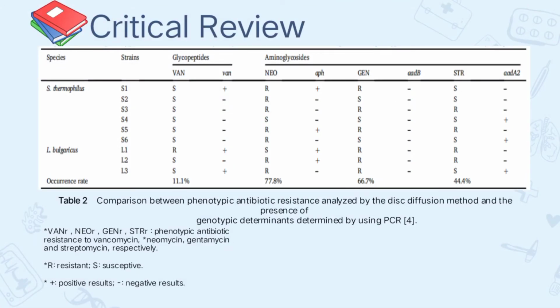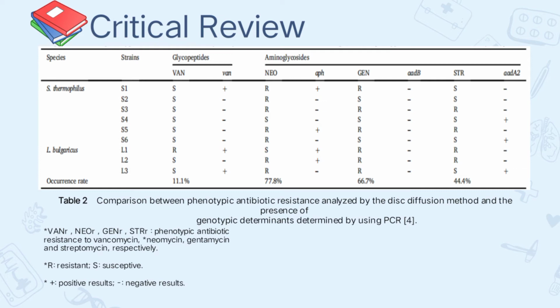Studies conducted by Wong et al. analyzed the resistance profile to different types of antibiotics, including two types. First is inhibitors of cell wall synthesis, such as the glycopeptide vancomycin. Secondly, inhibitors of bacterial protein synthesis on the 30S ribosomal subunit, such as the aminoglycosides neomycin, gentamicin, and streptomycin, and their corresponding resistance genes.